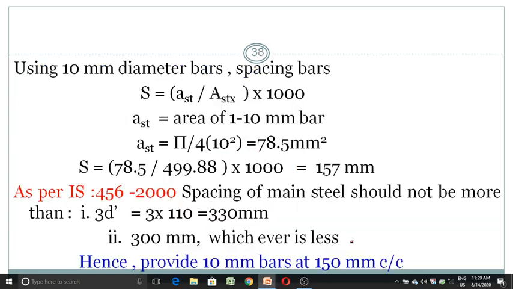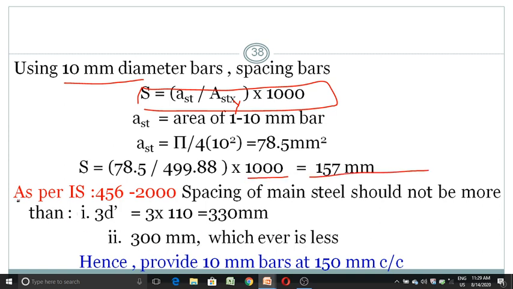For this also, you have to maintain the spacing. You have to provide the same diameter of bar along the y direction also, and the spacing will be calculated using this formula: small AST by capital AST y, into 1000. Now substitute small AST and capital AST y, 78.5 by 499.88, whole multiplied by 1000, we will get 157.